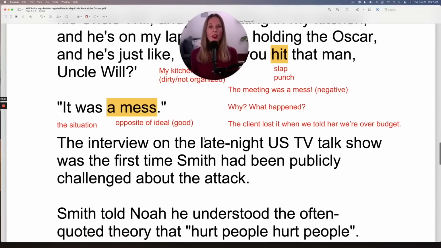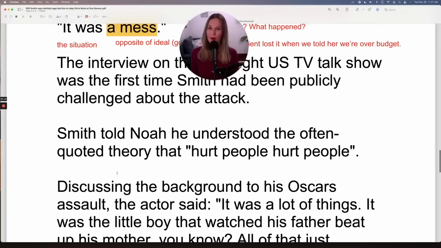The interview on the late night US TV talk show was the first time Smith had been publicly challenged about the attack. Smith told Noah he understood the often quoted theory that hurt people hurt people.